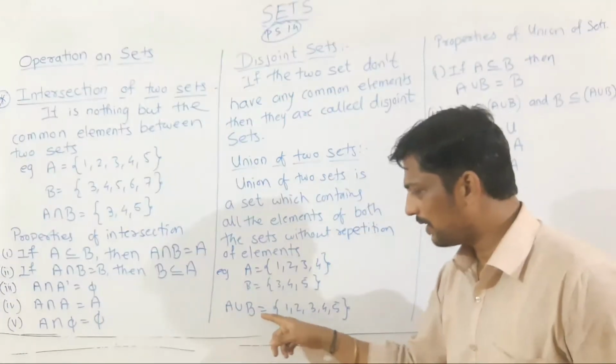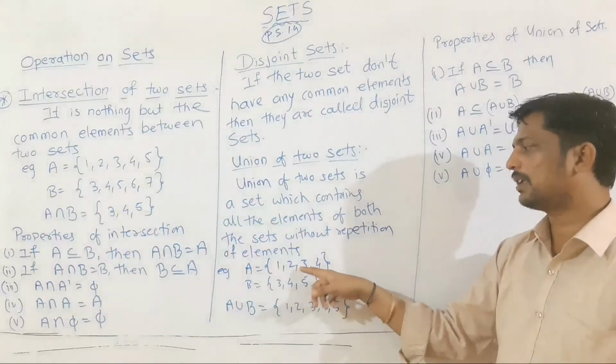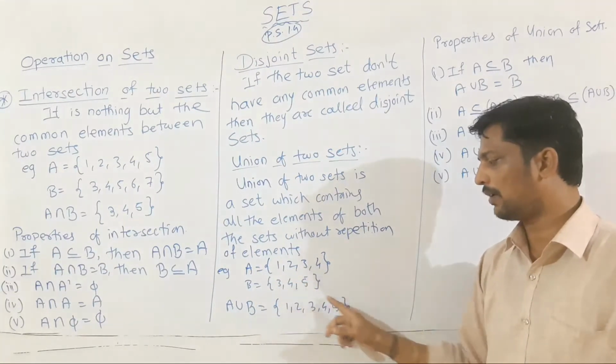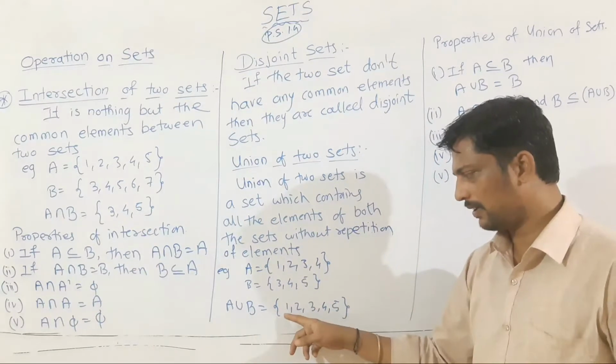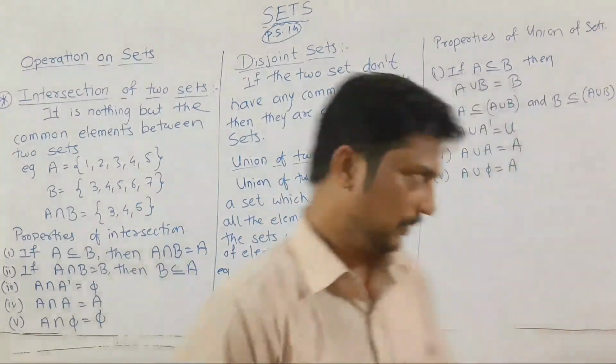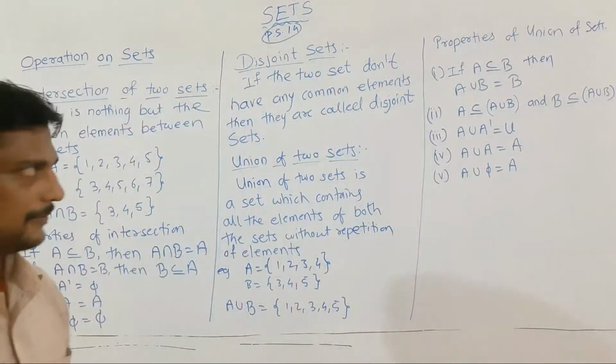Now A union B is equal to 1, 2, 3, 4. Now I will not write the repeated ones. I will write the remaining, what, 5. So A union B is nothing but {1, 2, 3, 4, 5}. Fine. Now let us see the properties of the union of sets.